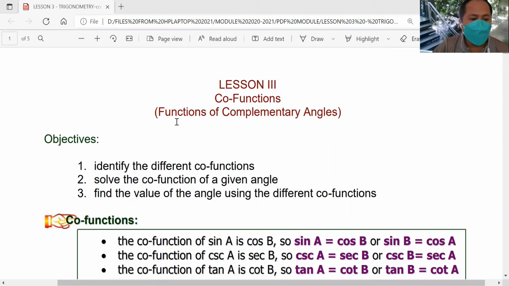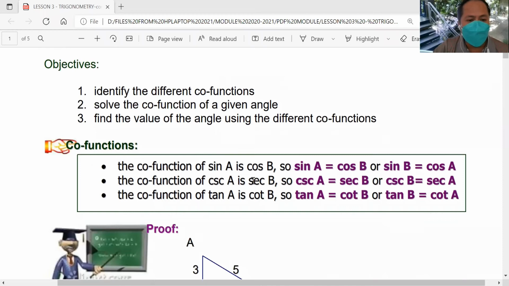So, here are the objectives of the lesson. We will identify the different cofunctions, solve the cofunctions of a given angle, and find the value of the angle using the different cofunctions. Below are the different cofunctions of the trigonometric functions.